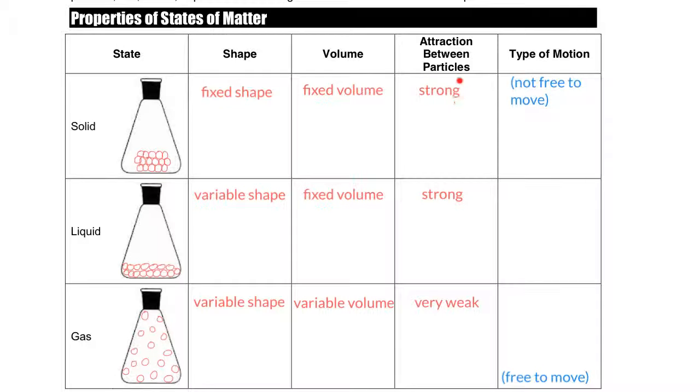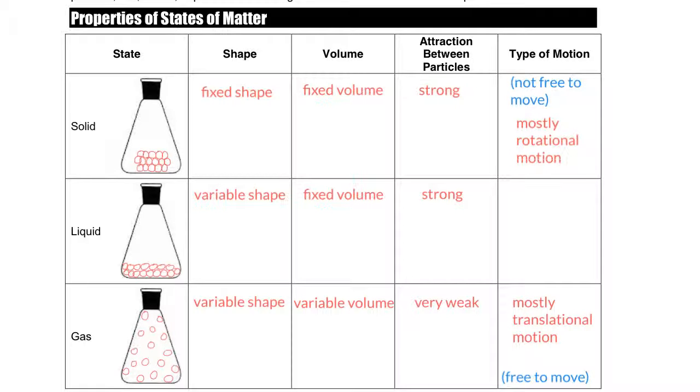Because solid particles are attracted to each other very strongly, they're not very free to move around. Whereas on the other side of the spectrum, there's a very weak attraction between gas particles. That means those particles are free to move as much as they can, or as much as they need to, to fill the container.